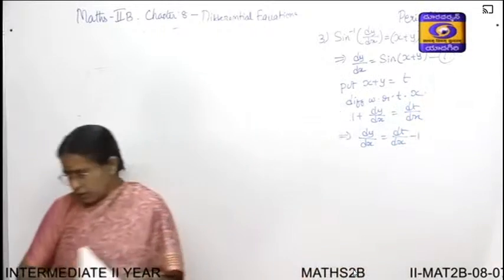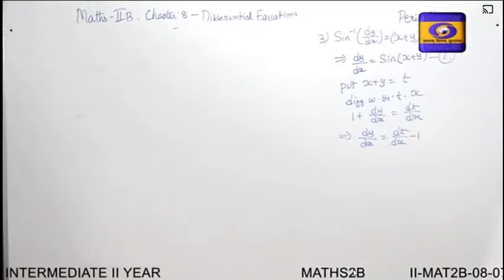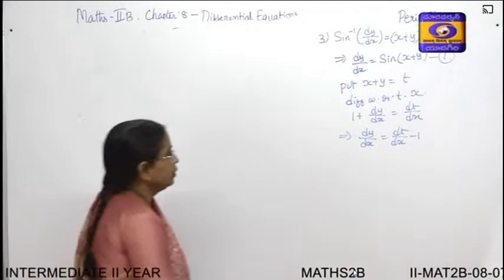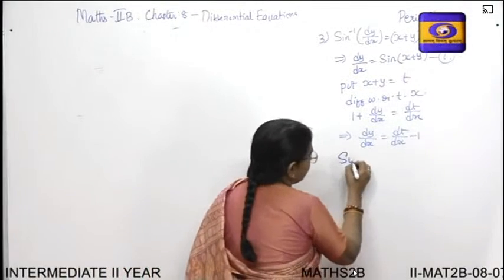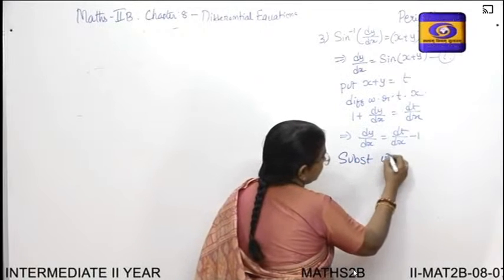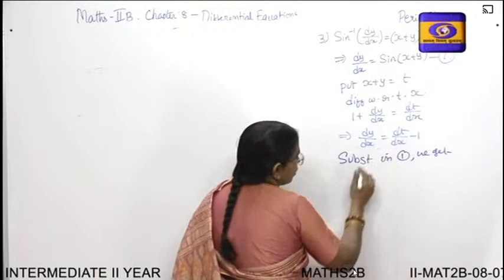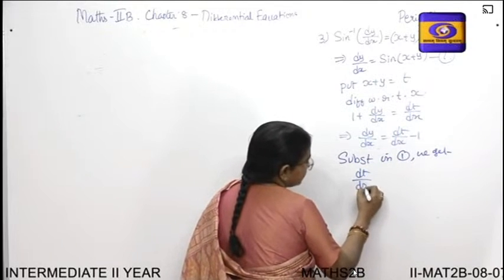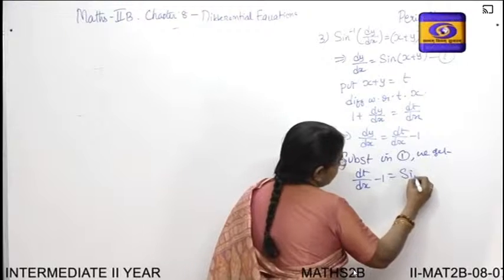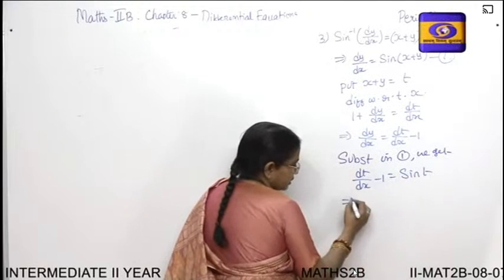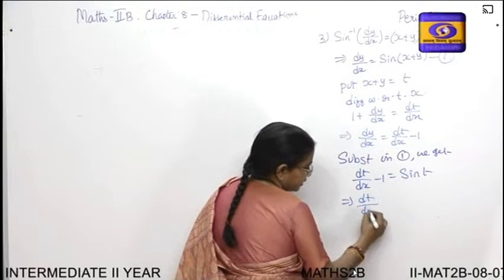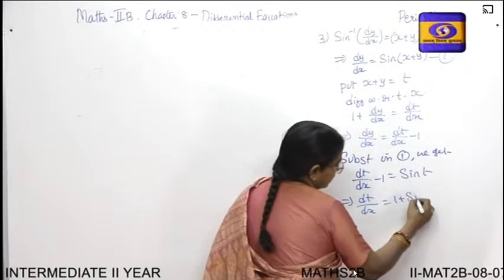Now substituting in the first equation. So substituting in 1 we get dy by dx is what? dt by dx minus 1 is equal to sin t. Now take 1 to that side. So that is dt by dx is equal to 1 plus sin t.